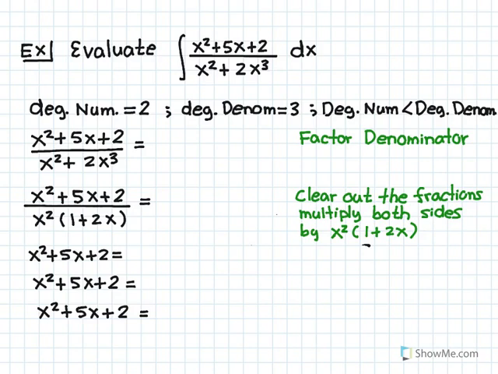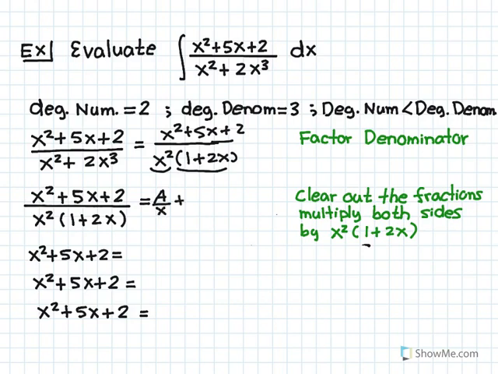We will first factorize the denominator. So in the denominator, we factorize the x squared, take x squared out, times 1 plus 2x. Now we have a repeated factor, x squared, and just a simple linear factor, 1 plus 2x. And numerator, we have x squared plus 5x plus 2. So the decomposition will be a over x plus b over x squared plus c over 1 plus 2x.